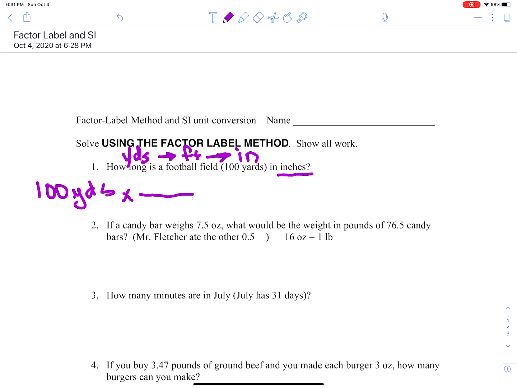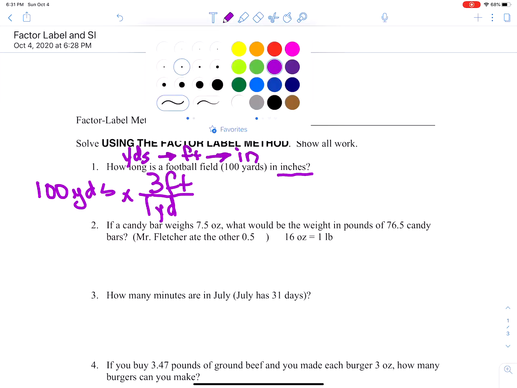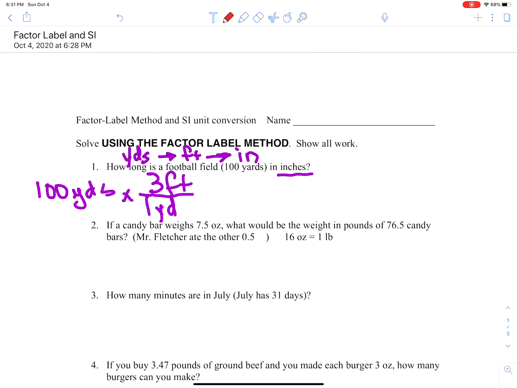So if we need to go from yards to feet, the conversion factor, you could look this up, but most kids know this, is 1 yard is equal to 3 feet. And the reason I put yards on the bottom is because I want yards to cancel out. A yard divides out a yard. So if you divide anything by itself, it becomes 1. So what I have left on top is a foot, which I need that unit because I need to get to inches. So then I need to come up with the other conversion factor.